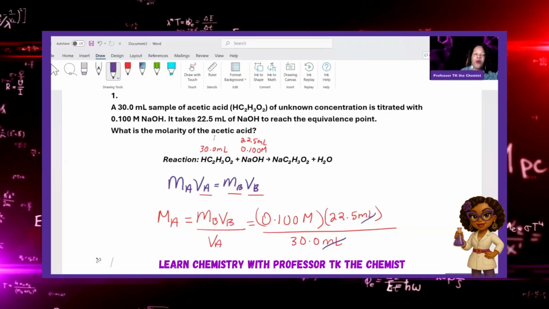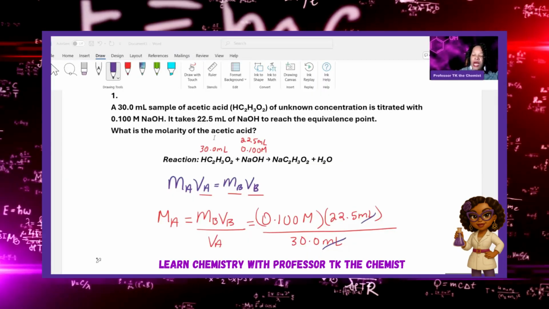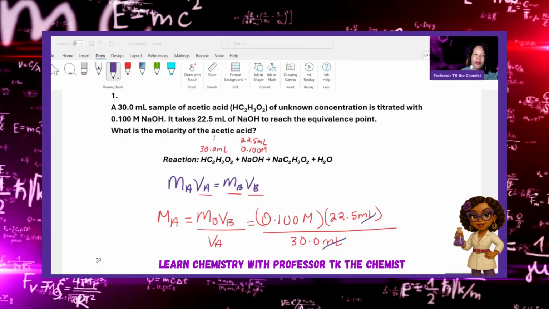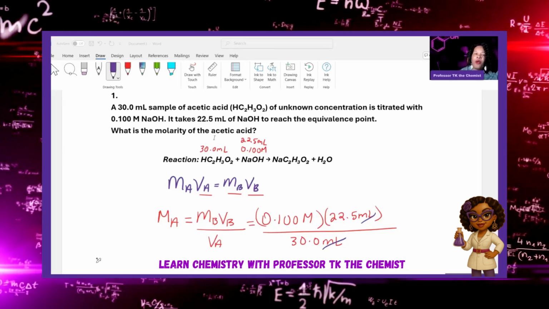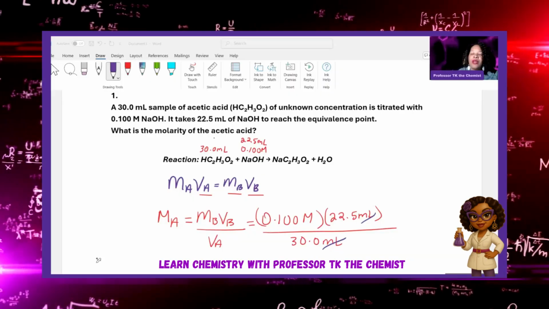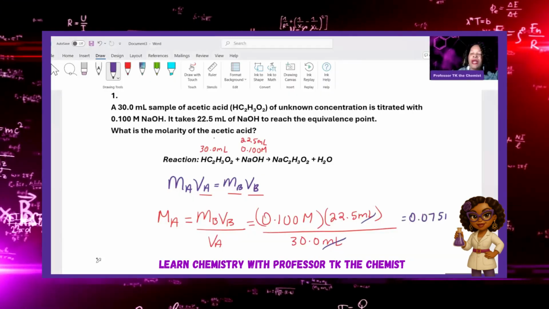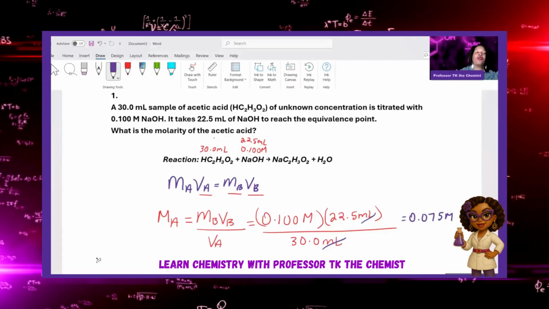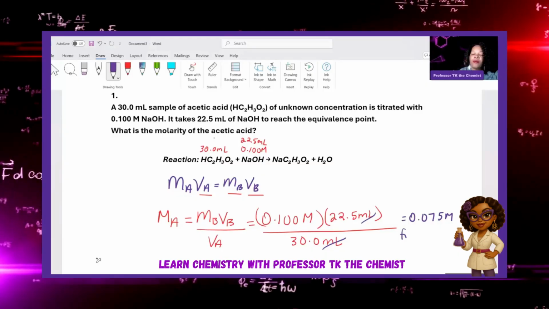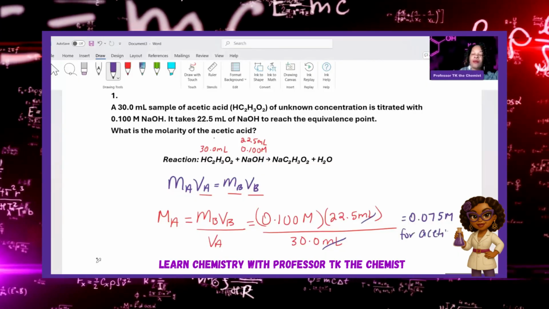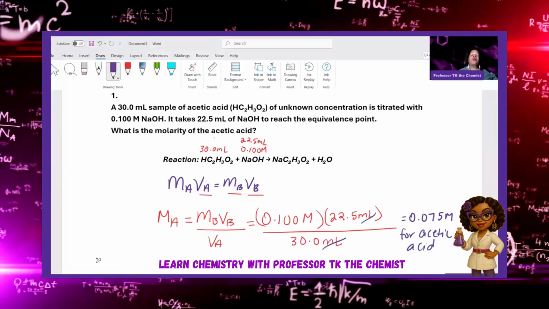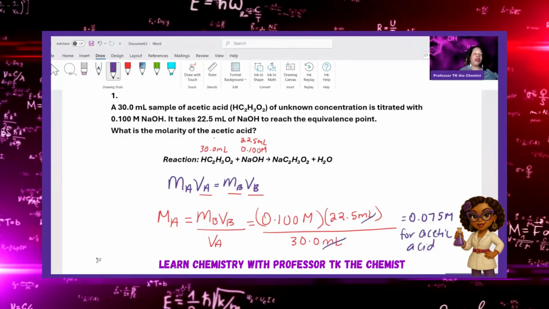So we've got 0.100 times 22.5 divided by 30.0. And in this case, we get 0.075 molarity. That is your answer for the molarity of acetic acid. It's that simple. Now, this was easy because it was a 1-to-1 ratio.